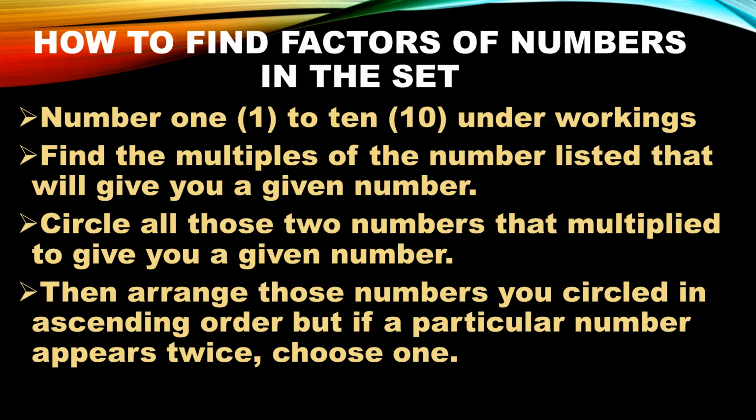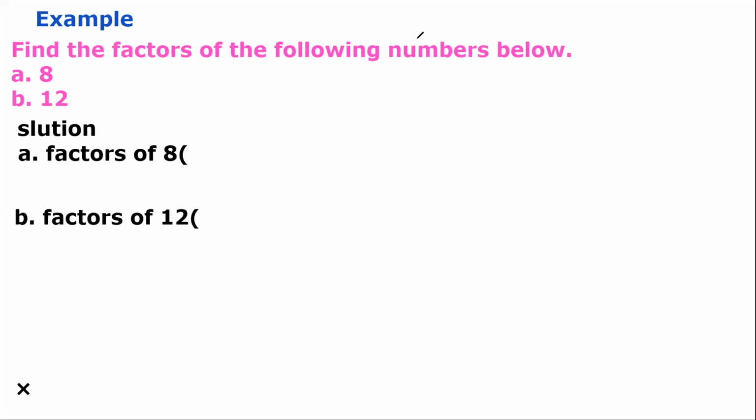Now let's solve one more example under factors and see how this procedure works. Good. Example. Find the factors of the following numbers below. A, 8. B, 12. So we are going to find the factors of 8, and again the factors of 12.